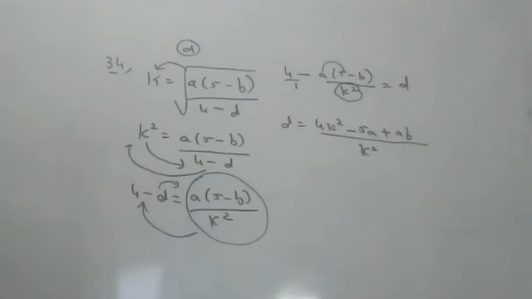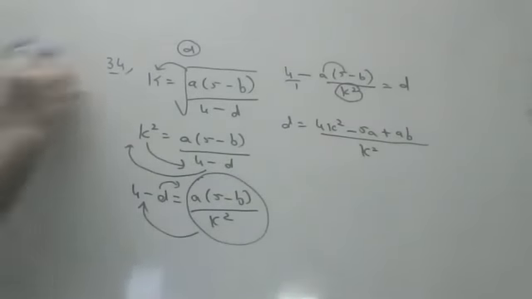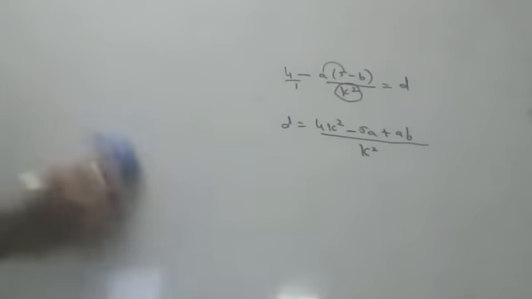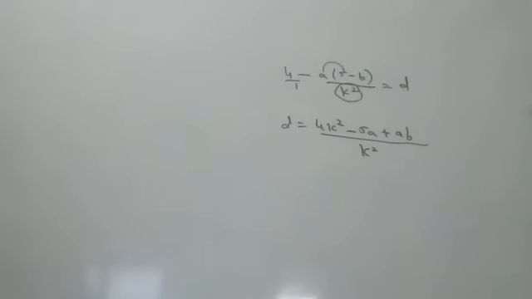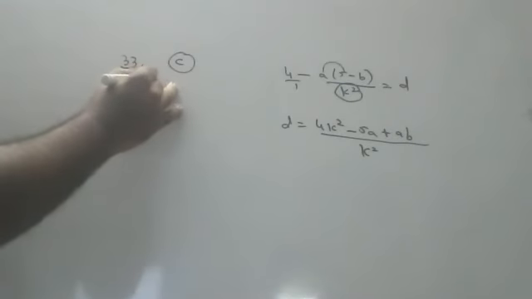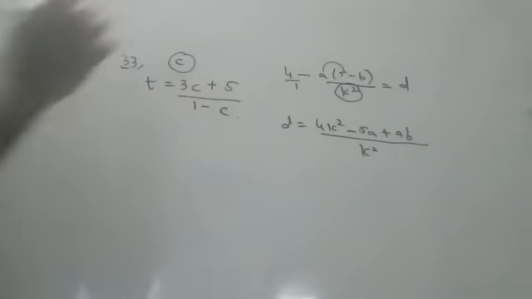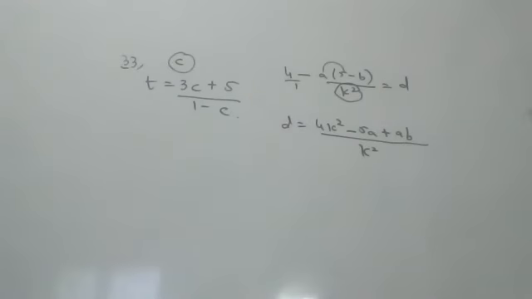33. Anyone want to try 33, children, along with me? Anyone want to give a try? Anyone want to give a try, children? 33rd sum. C is the subject, children. P is equal to 3c plus 5 by 1 minus c. Anyone want to give a try?